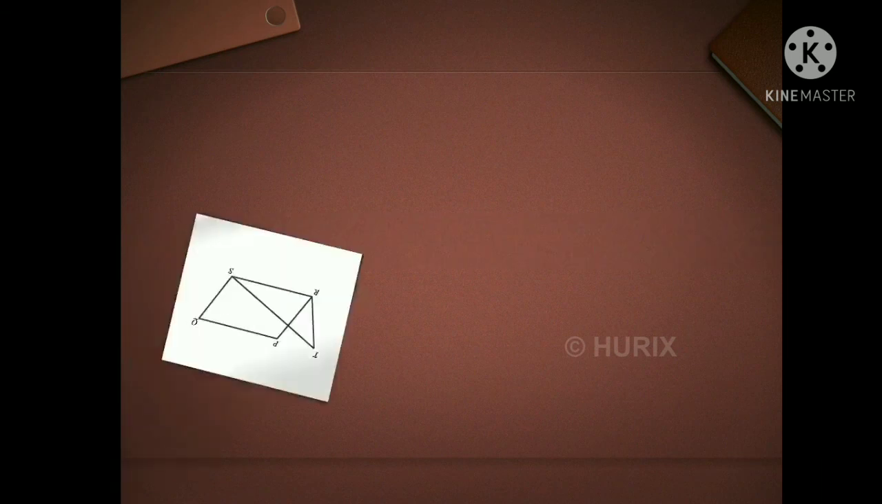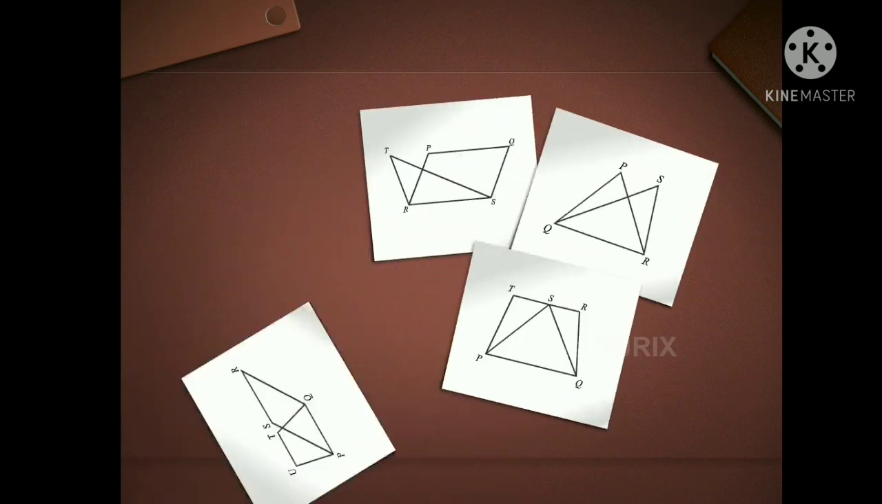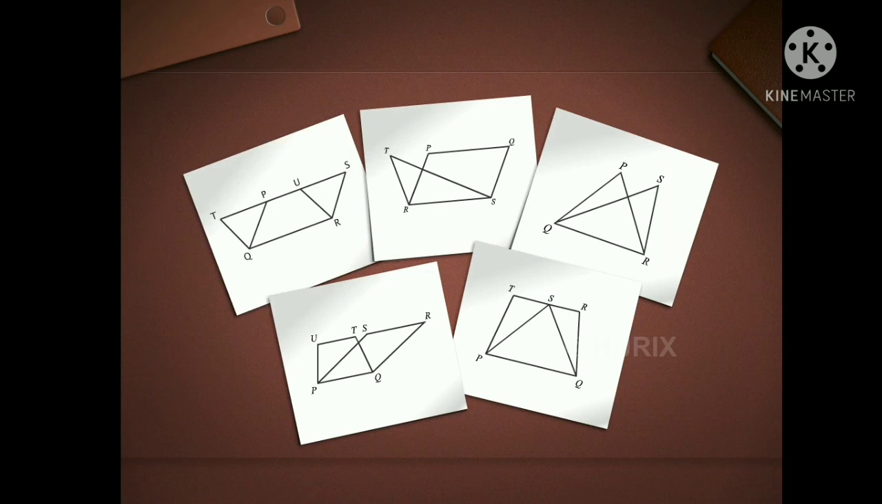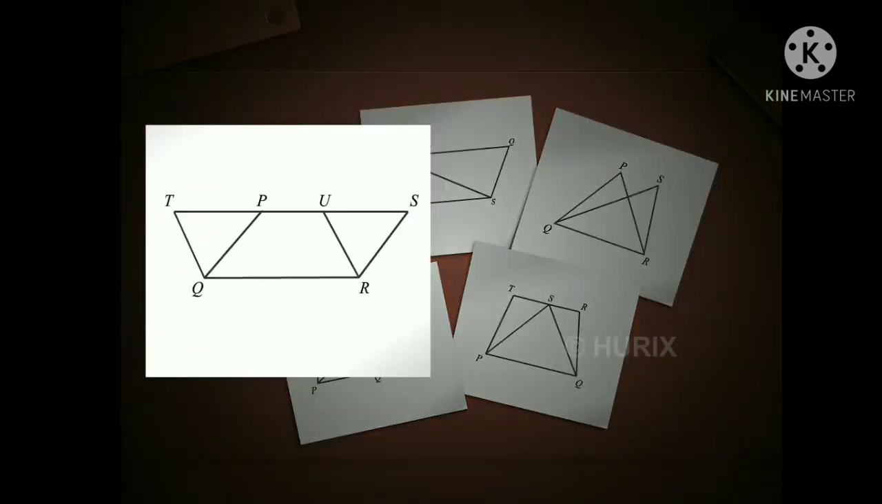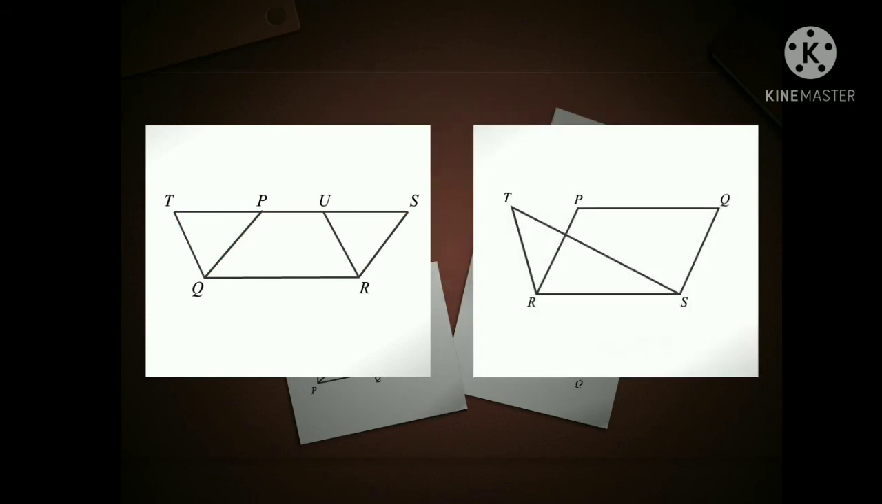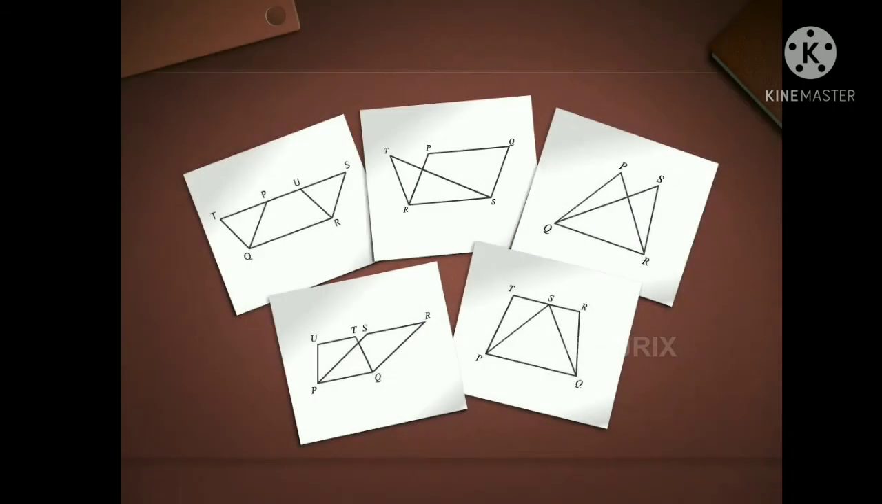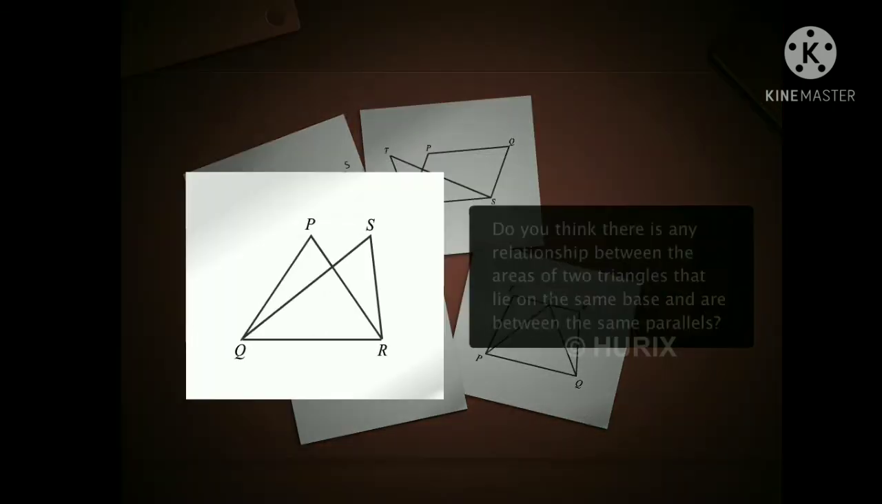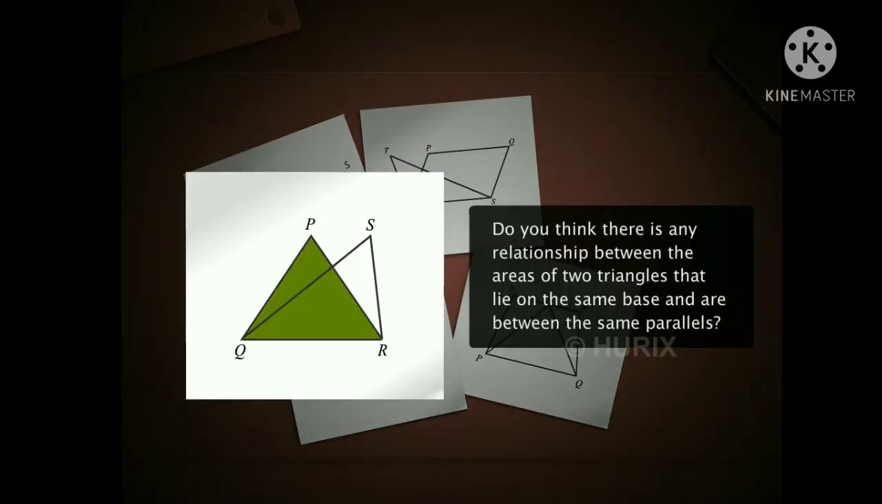We are familiar with the figures that lie on the same base and are between the same parallels. We are also familiar with the relationship between the areas of 2 parallelograms, as well as the relationship between the areas of a parallelogram and a triangle that lie on the same base and are between the same parallels. Now, do you think there is any relationship between the areas of 2 triangles that lie on the same base and are between the same parallels?